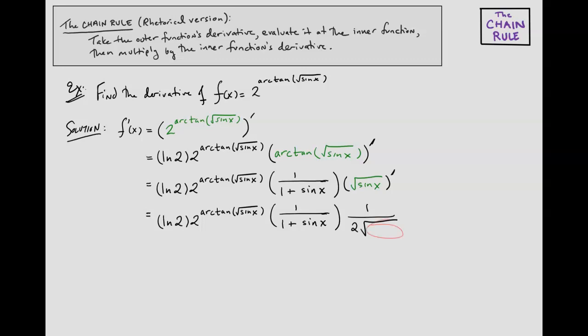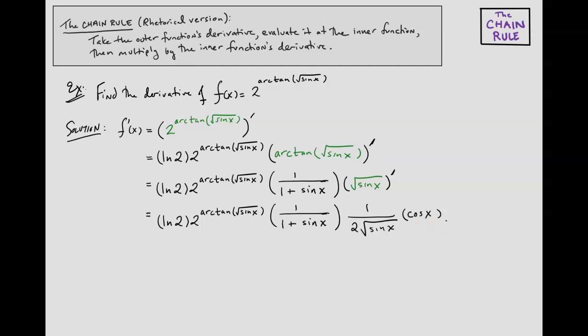We have to evaluate at the inner function. What's the inner function here? It's sine x, so sine x goes in there. But again, we are not done. This is only the first of the 2 factors that the chain rule is going to give us. The second factor is the derivative of the inner function, the derivative of sine x. But of course, we all know what that is, the cosine of x.